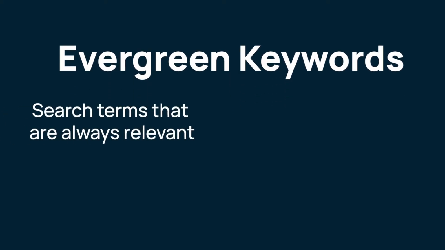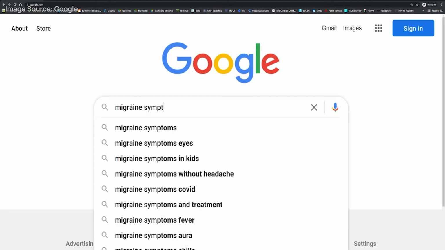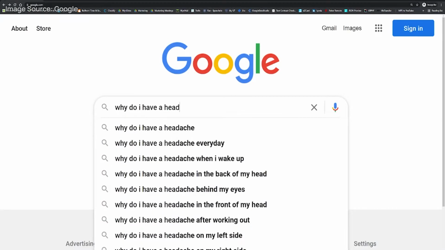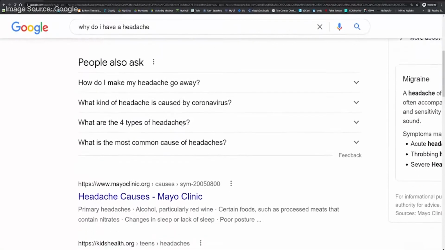Lastly, let's check out evergreen keywords. Evergreen keywords are search terms that are always relevant. Some examples of evergreen keywords include migraine symptoms or why do I have a headache, since medical issues such as headaches are consistent and never go away.